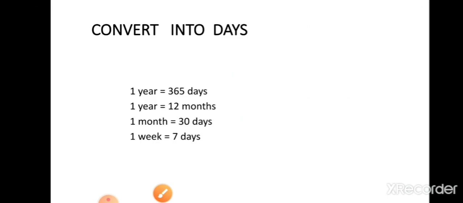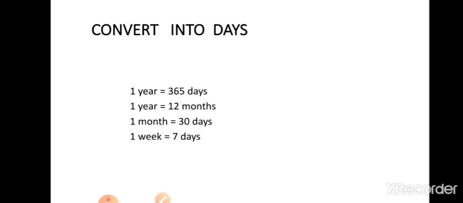Now let us move towards our next bit, that is convert into days. Before that, I would like to show you a chart which will clear your basic concepts of time. 1 year is equals to 365 days. If we have to count in months, 1 year is equals to 12 months. 1 month is equals to 30 days. 1 week is equals to 7 days.